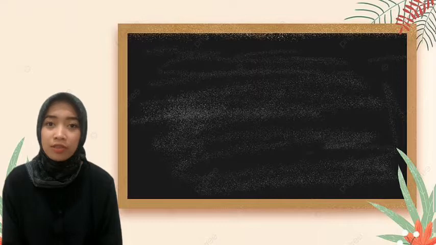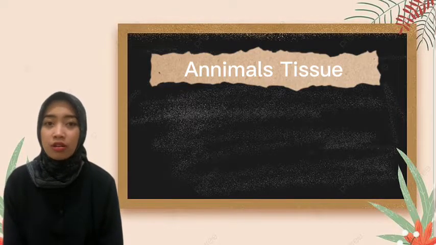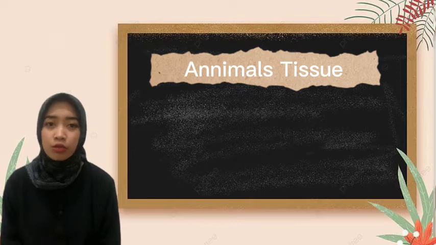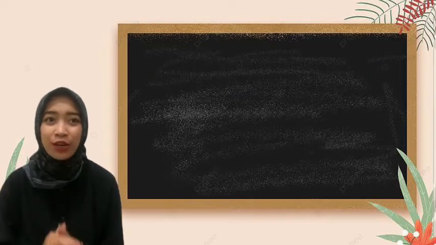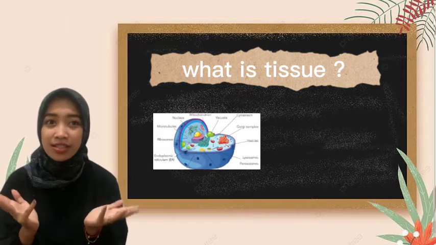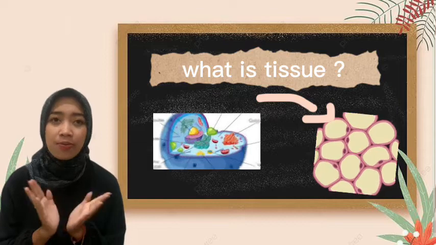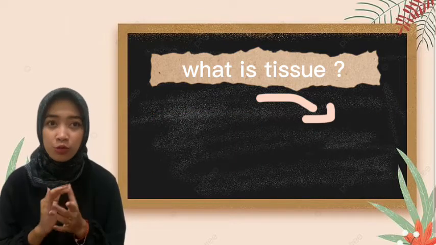On this occasion we will learn about biology, the structure and function of tissues, animal tissues. Let's study together. Do you remember what tissue is? Tissue is a collection of several cells. The animal body is composed of many cells which in certain places unite to form tissue.